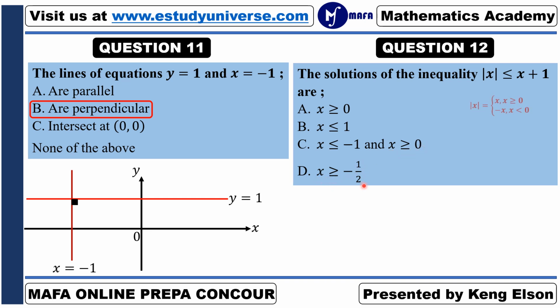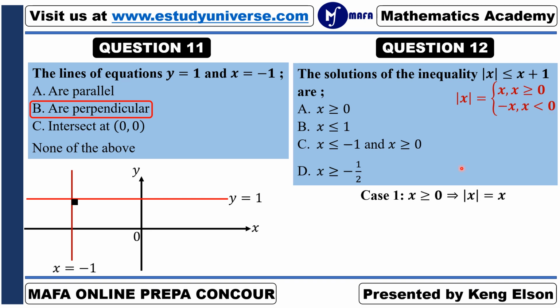Alright, so first of all, we define what the absolute value of x means. The absolute value of x is equal to x provided x is greater or equal to 0, and it is negative x provided x is less than 0. So we are going to define cases here.